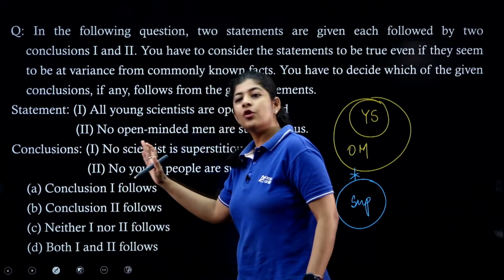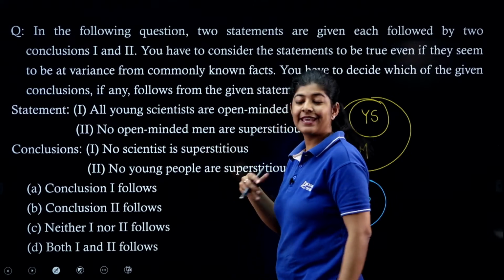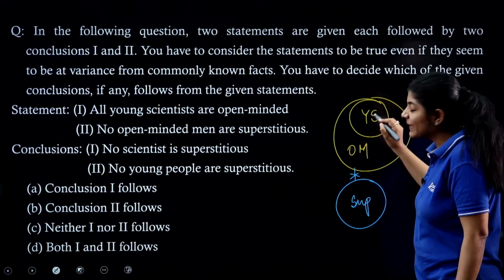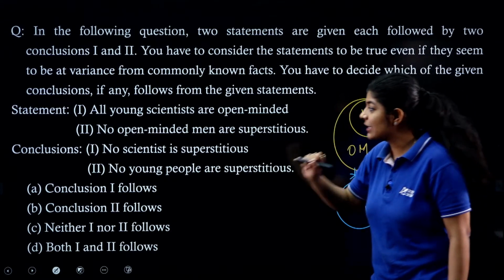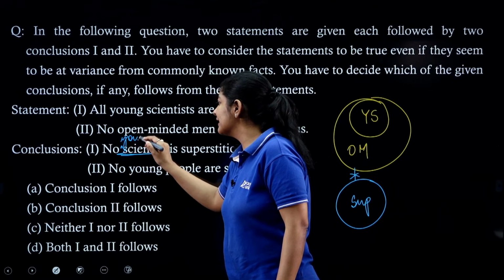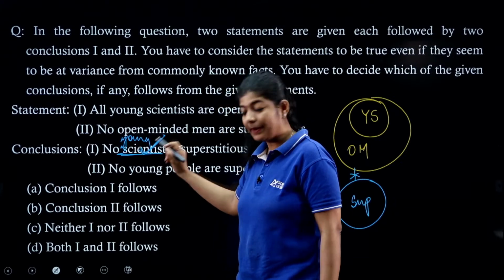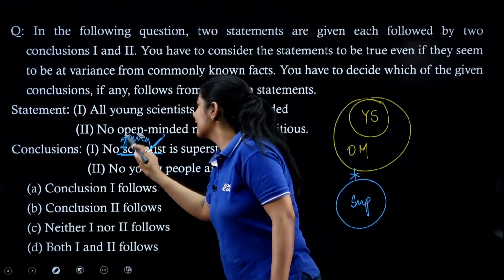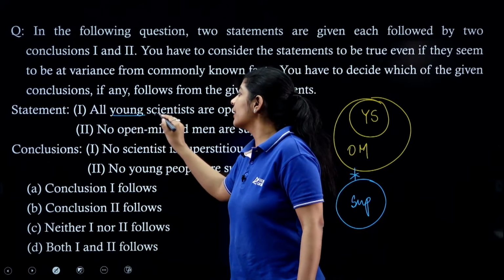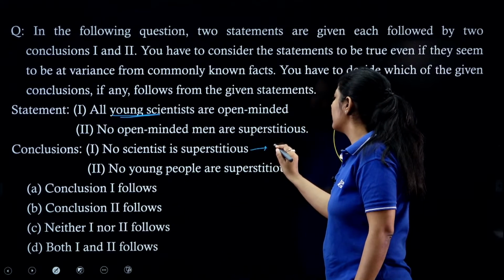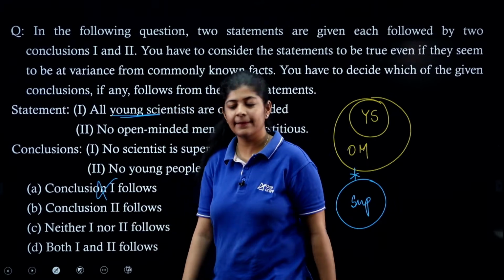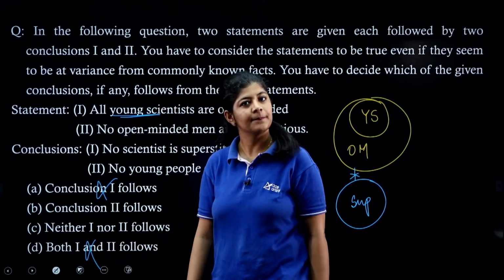First conclusion, no scientist is superstitious. Can we say that? No, we don't know, because here we are only specified with young scientists, not whole scientists. If it is given that no young scientist, then this is correct, but here no such term is given, and the question is saying that no scientist. We are only sure about the young scientist, so we can't say anything. If we can't say anything, this option is eliminated and this option is eliminated, right?